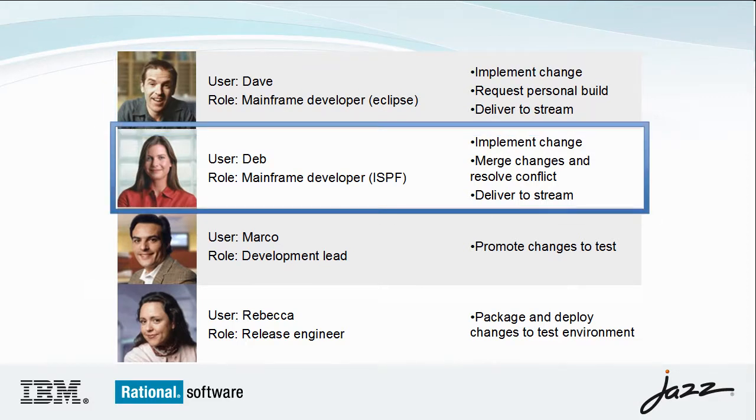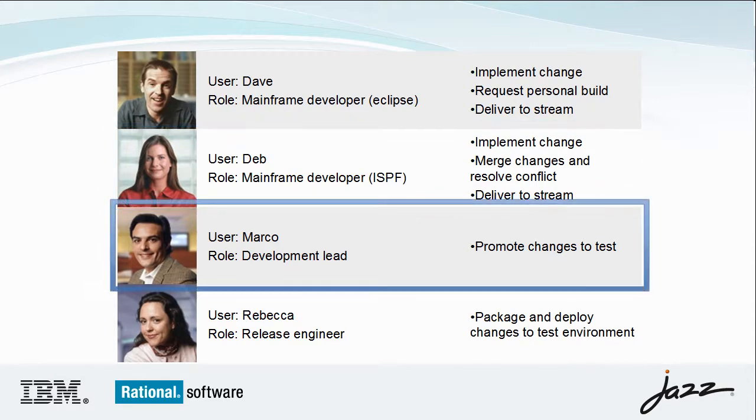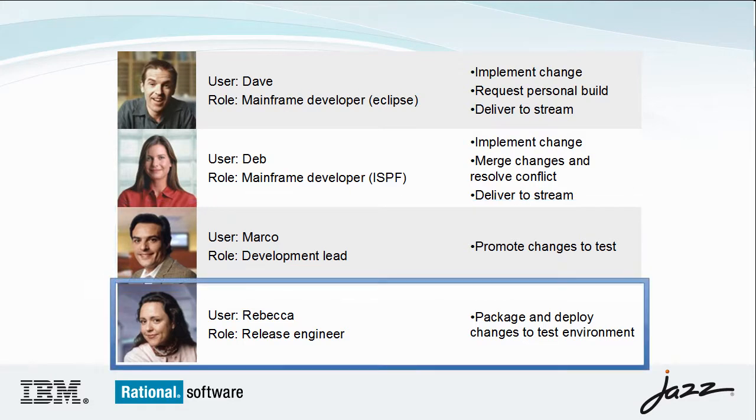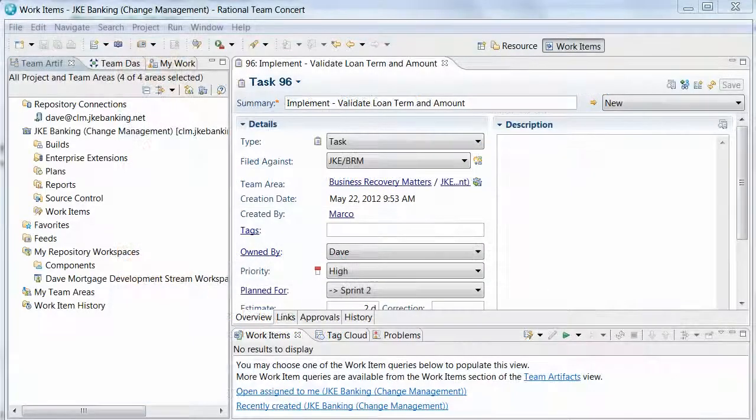A second mainframe developer, Deb, working in the ISPF client, will encounter a conflict when attempting to deliver changes to the same file that was modified by Dave. Marco, the development lead, will promote Dave and Deb's changes from development to test. The release engineer, Rebecca, will package and deploy the changes to a test environment.